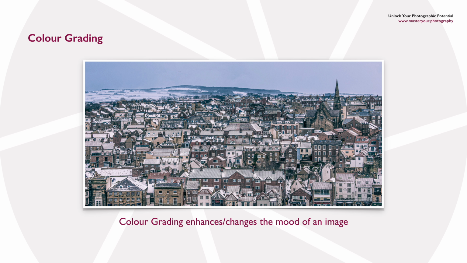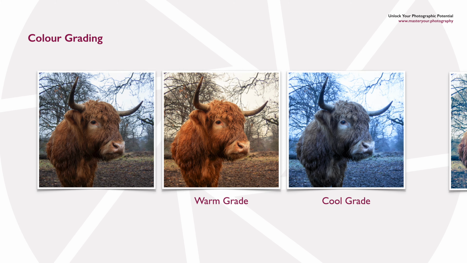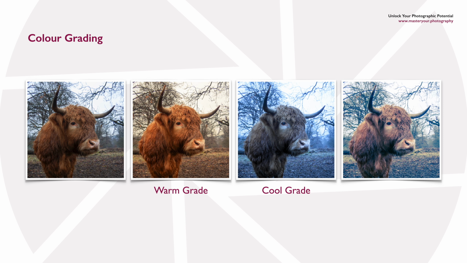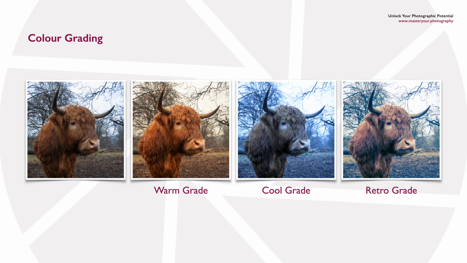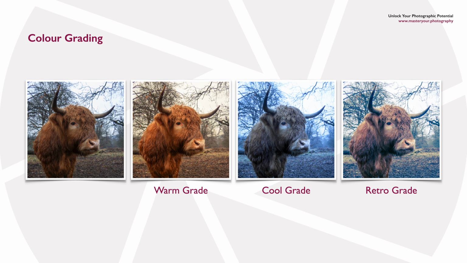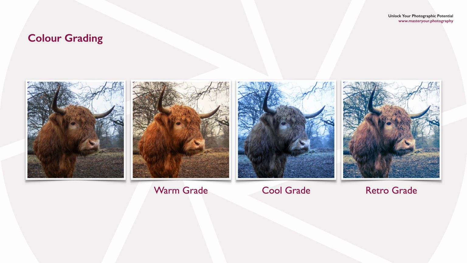What you should always do when you're colour grading is start with what I would call a neutral image. So do your basic colour correction, your exposure adjustments, any changes to the contrast, and get a basic shot that looks as the scene did when you shot it. From there, that's your starting point, and you can then apply different colour grades to change the mood. In this example we've got a warm grade, a cool grade, and something I've called a retro grade because it gives the impression that it's maybe an old transparency that's faded over time.